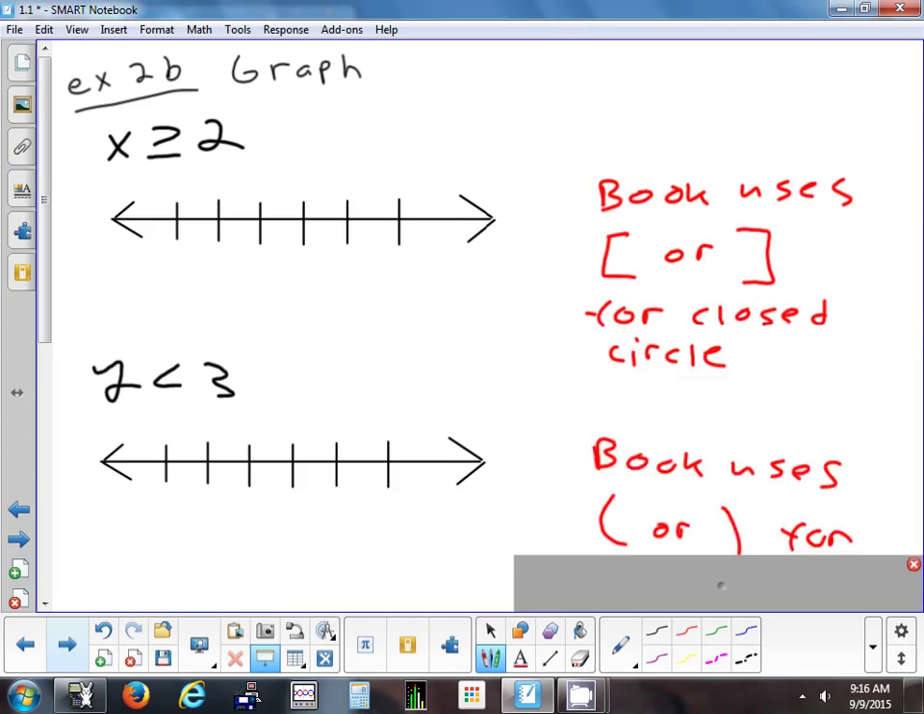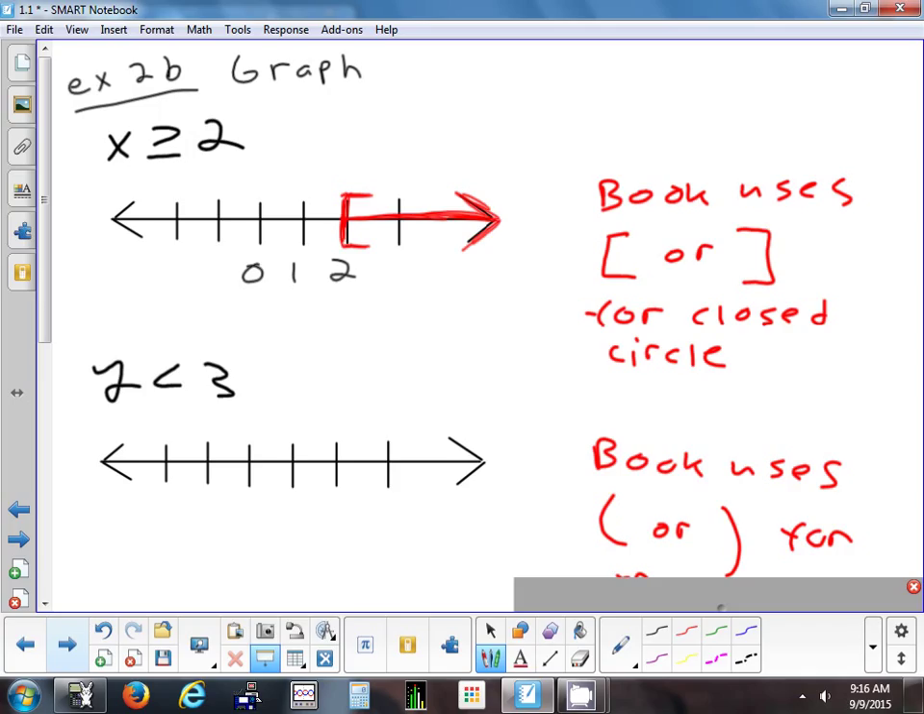Okay, the book will sometimes use a bracket or a parenthesis. So the book uses a bracket for a closed circle. All right, so if you're going to graph x is greater than or equal to 2, the way you'd see it in the book would be something like this. Okay, they put a bracket, and then you still shade in the direction you're supposed to shade. In this case, greater than or equal to 2.